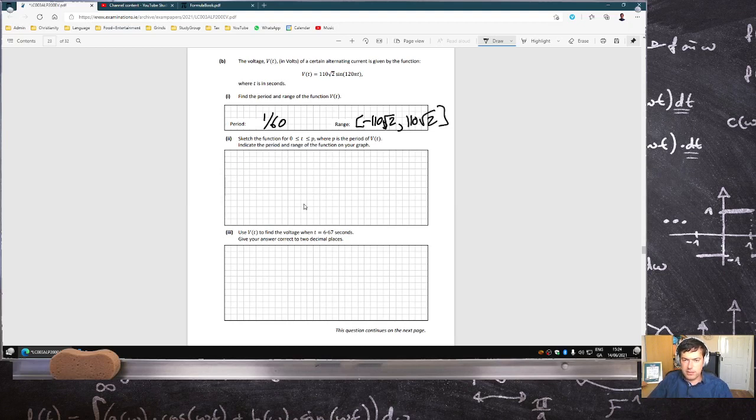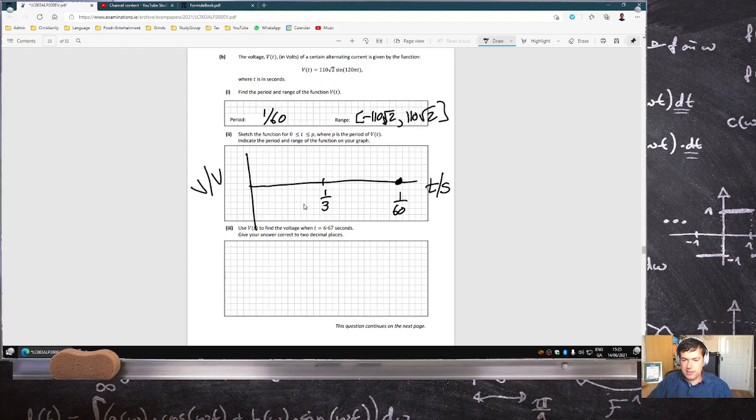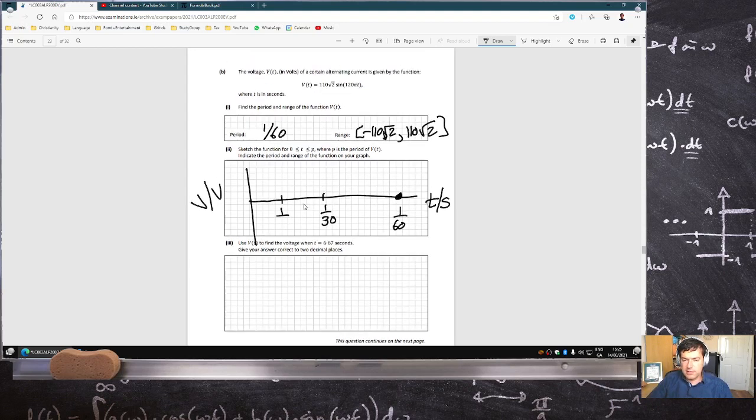Sketch the function... Oh, yeah. Okay. I'm just going to do a super quick sketch. Voltage in volts, time in seconds. That's a 60th of a second. That's a 30th. That's a 15th. That's in between a 30th and a 60th, which is a 40th.